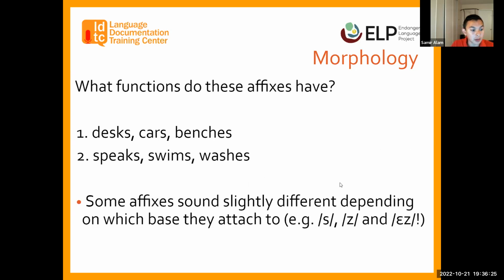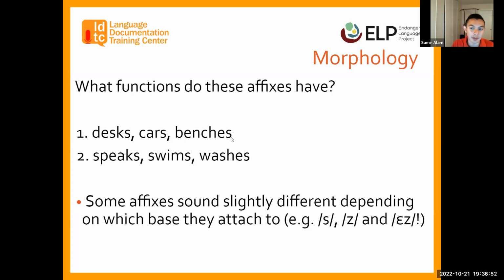All right, so here we have a similar instance of similar sounding morphemes that have different meanings. In one, desks, cars, benches, we have an S or ES at the end of a noun that indicates plural. Whereas in two, we have an S or ES at the end of a verb that indicates a third person subject.